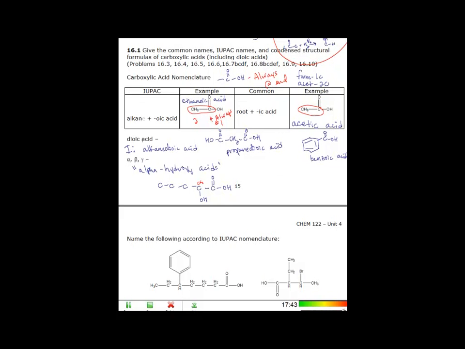If they said beta hydroxy acids, the hydroxy would be coming off of this carbon instead of this carbon. Gamma would be this carbon. So you have to be careful with this nomenclature. It's a common nomenclature of referring, instead of using numbers, we're using these Greek symbols. So I could give you a question like this.